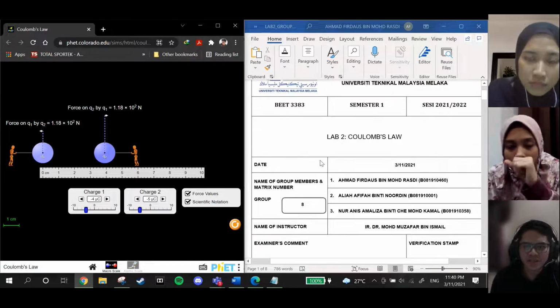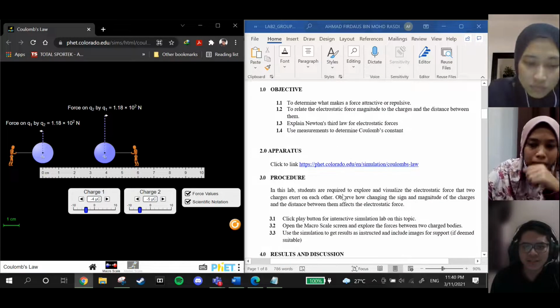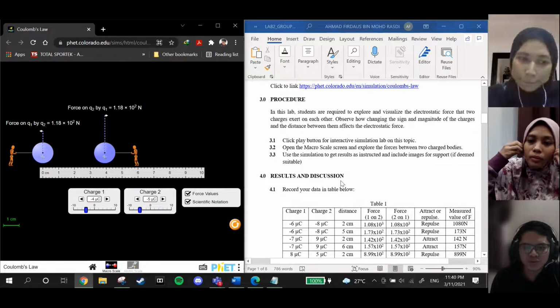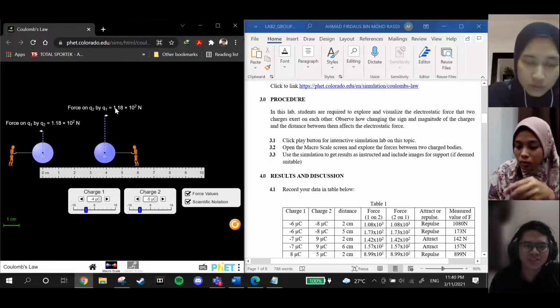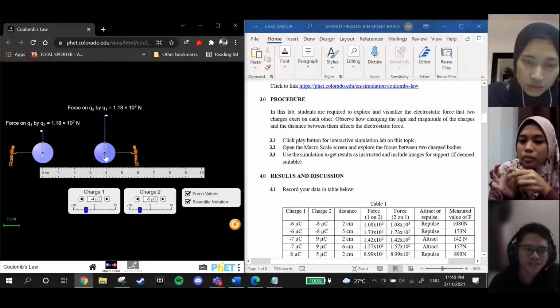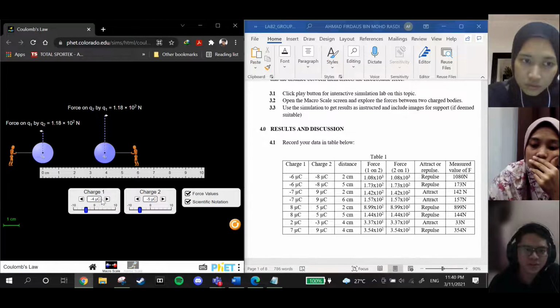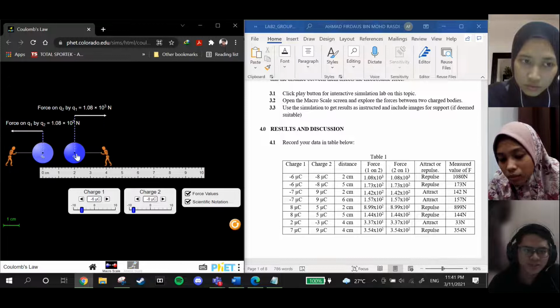So for this Lab 2, titled Coulomb's Law, we are going to make a simulation about charge 1 and 2. Okay, first we go into the software on the website. For the first data, charge 1 is -6 microcoulomb and charge 2 is -8 microcoulomb, and the distance is 2 centimeter.